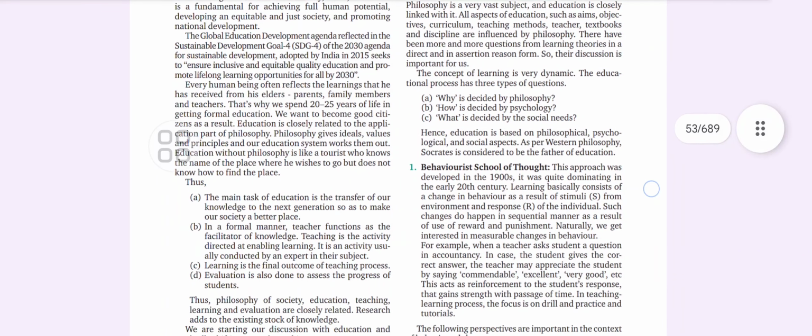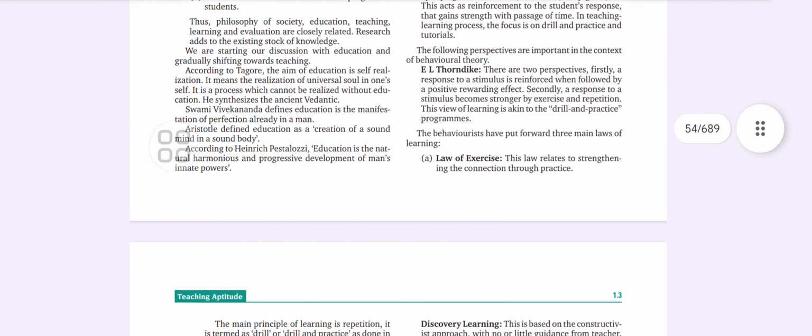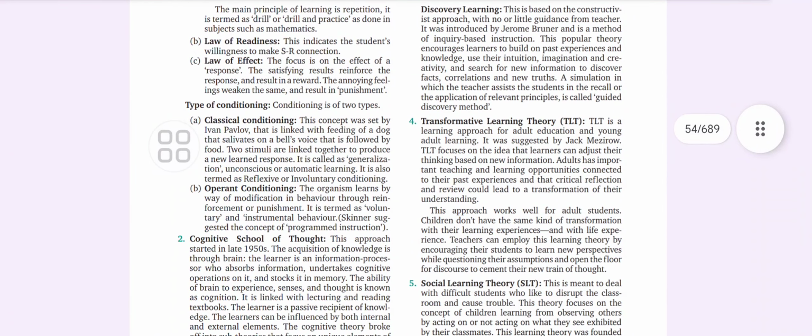And there are important learning theories. Education is based on philosophical, psychological and social aspects. As per Western philosophy, Socrates is considered to be the father of education. So the behaviorist approach, we will start with, was developed in 1900. It was quite dominating in the early 20th century. Learning basically consists of change in behavior, the result of stimuli from the environment and the response of the individual. E.L. Thorndike was there.